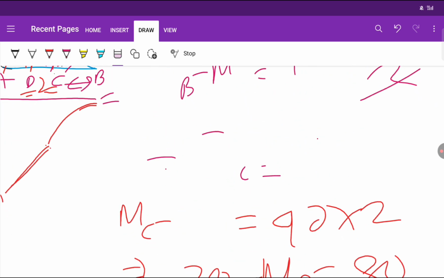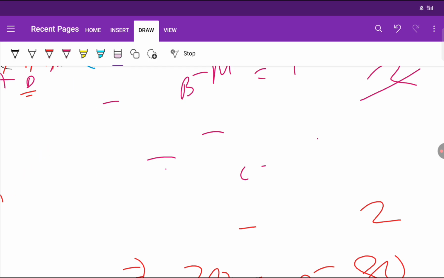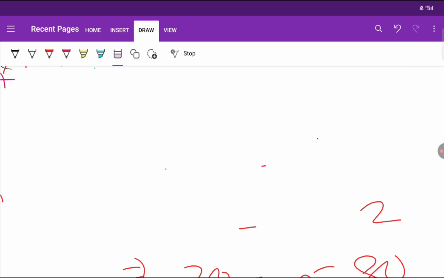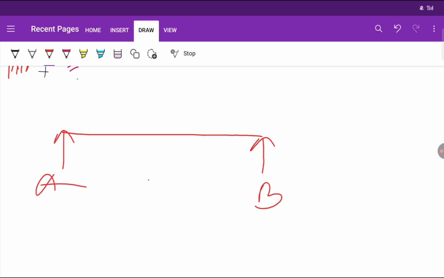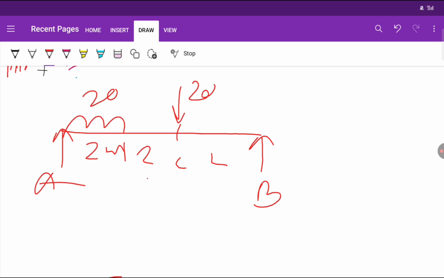I will just take a simple example, so you can solve the shear force and bending moment diagram for a simply supported beam also. Okay, this is our simply supported beam. Here are our points A and B, and this is our C, where the point load is acting vertically downward, that is 20 Newton. And here we have a 20 Newton UDL, which is spread up to 2 meter. Here we have 2 meter, and here also we have 2 meter.